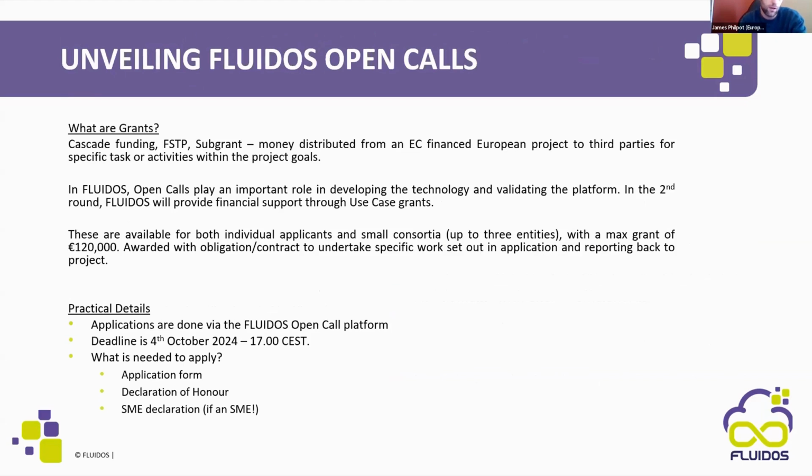So before I go into detail on the FLUIDOS open call, just for those of you that might not be aware what this grant process is, this is something quite specific to European funded projects. So it's got different names. It can be called cascade funding, financial support to third parties, sub-grants, or even grants themselves. And essentially what this is, it's money distributed from a European funded project to third parties who are external to the project consortium, with the idea that these grants are intended to complete a specific task or activity that contributes to achieving the project goals.